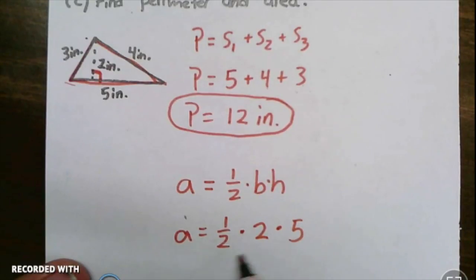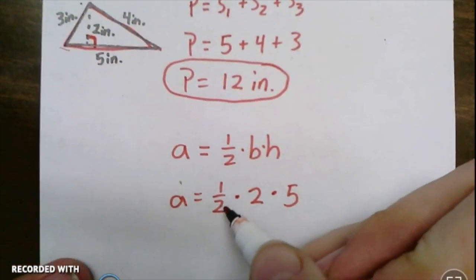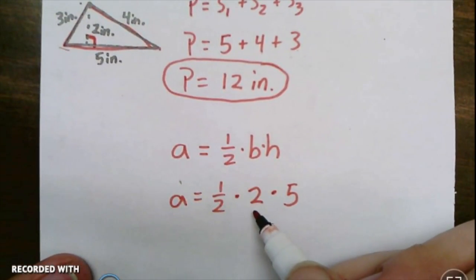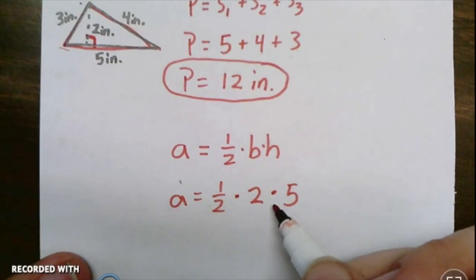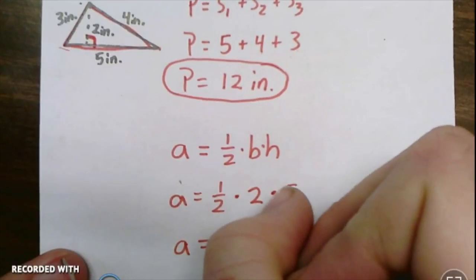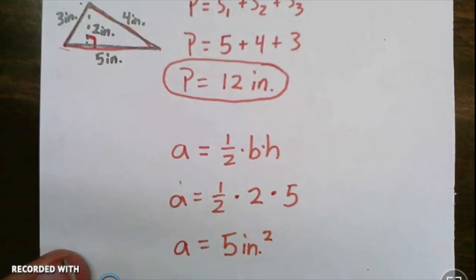Okay, now I can multiply. I have some options in multiplying these. I could do 2 times 5, which is 10, and then times 1/2, which is the same thing as dividing it in half. So that would be 5. Or I could do 1/2 times 2, which is 1, and then 1 times 5, which is 5. Any way I do it, I'm going to get 5 inches squared.